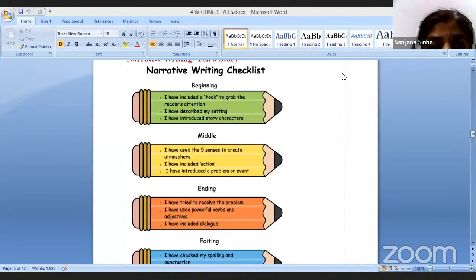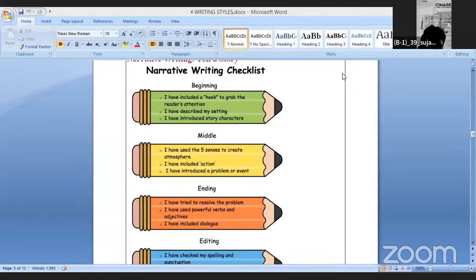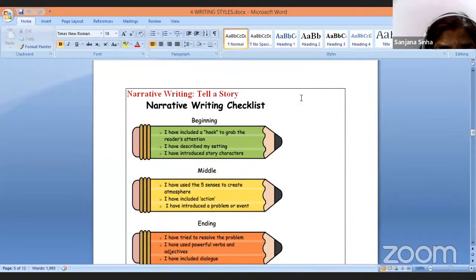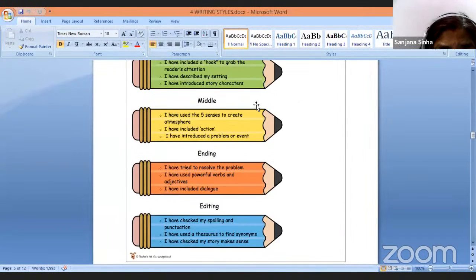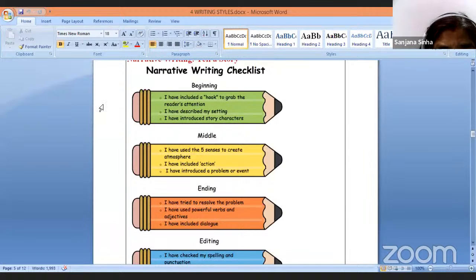So, narrative style has a beginning. The beginning includes 3 points. The first is choosing a topic to attract attention. Beginning means choosing a topic. Why choosing a topic? Choose such a topic that you will attract the attention of the reader.